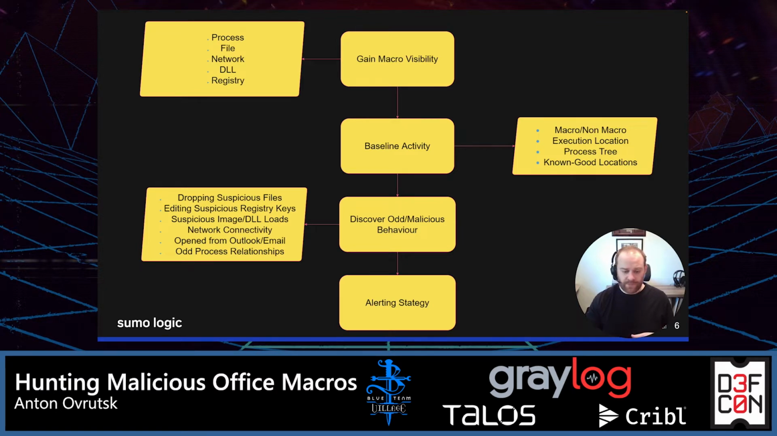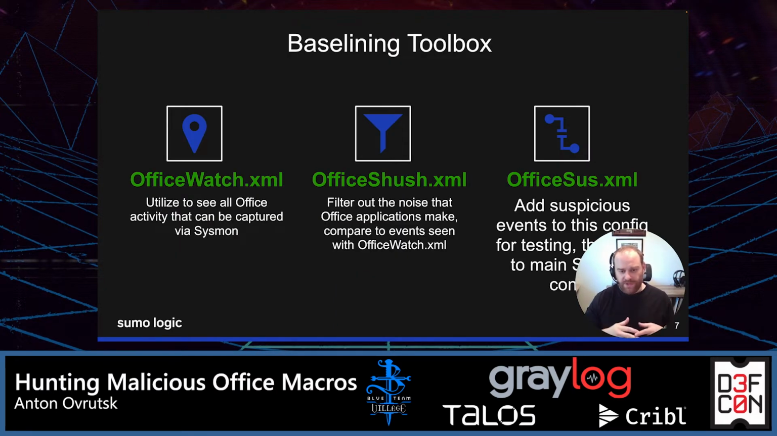So rather than just say, go baseline, as part of this talk, three different Sysmon configs will be made available in the GitHub repo that was linked earlier in the presentation. Here, Office Watch shows you everything that Sysmon is able to capture about Office products. OfficeShush.xml then filters those events out so that you can use them to compare and contrast activity. And then OfficeSus.xml is an include-only Sysmon config that includes suspicious or suspicious-adjacent activity within its configuration file.